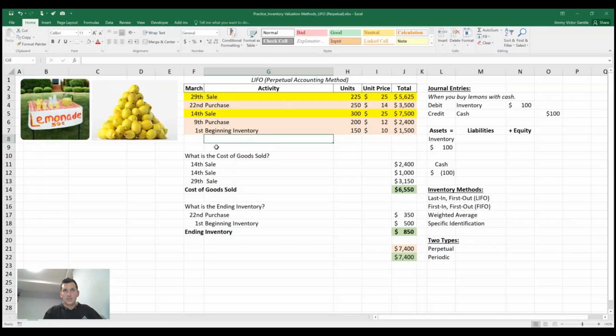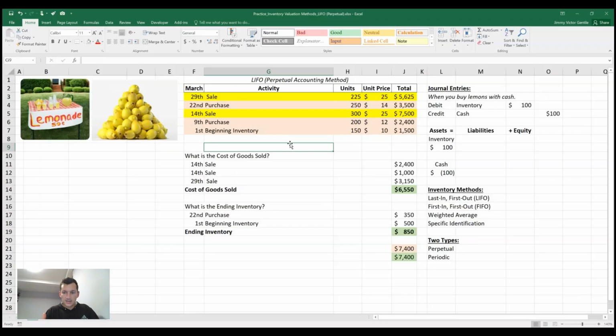And so on March 1st, you have some inventory in your inventory account. Then on March 9th, you buy some more inventory. So now you have 350 units at $3,900. Then on March 14th, you sell some of this inventory. You physically remove some of the lemonade and sell it to customers.